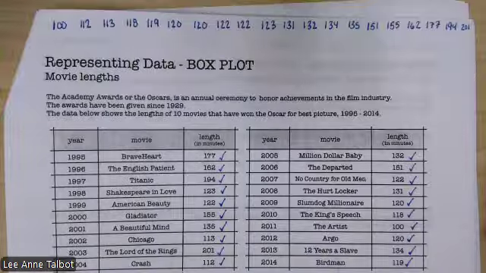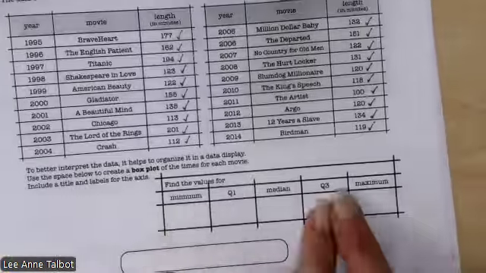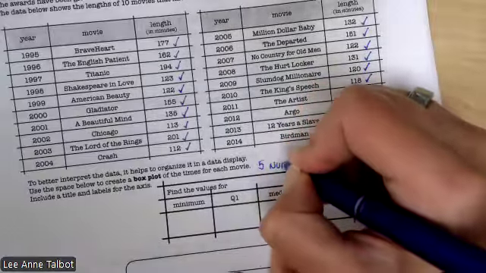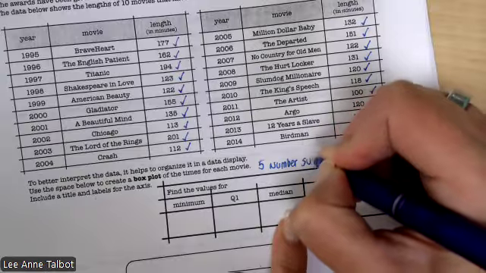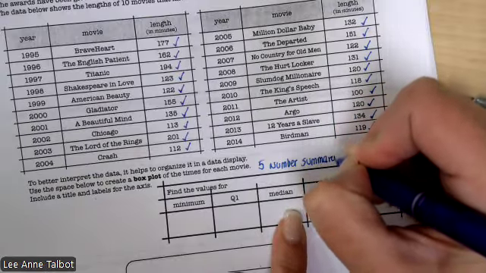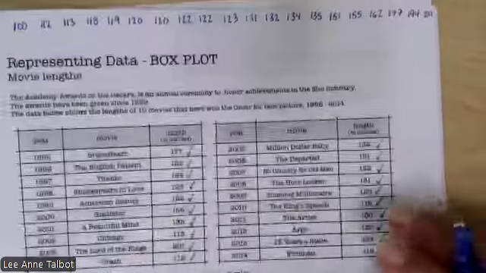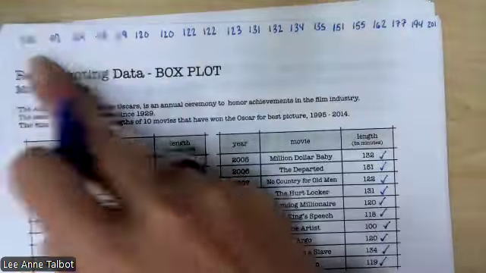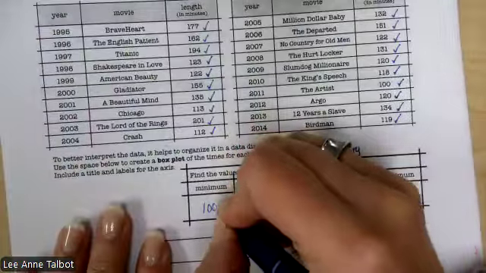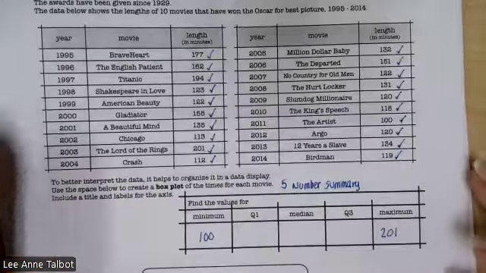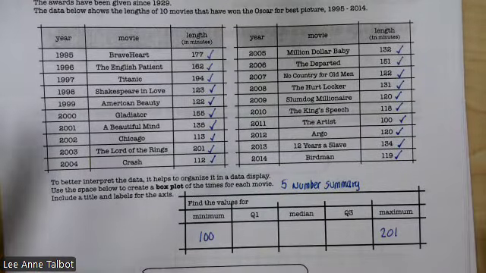Okay. All right, now let's go down to this table down here. We need to find all five of these things. This is called the 5-number summary. And we start with the two easy ones, the minimum and the maximum. So the minimum is 100, the maximum is 201. Okay, any questions about that?